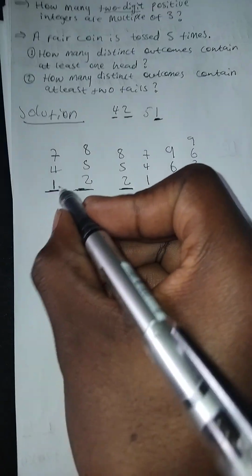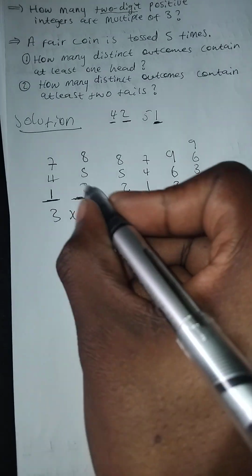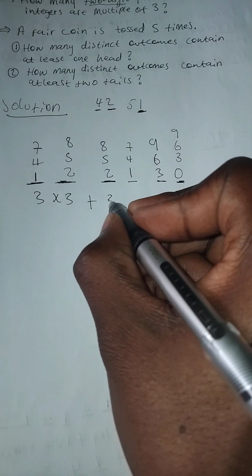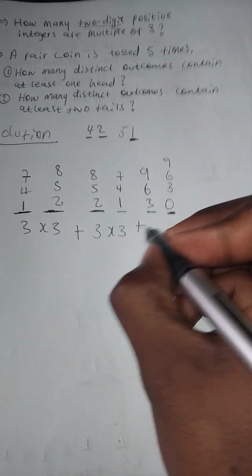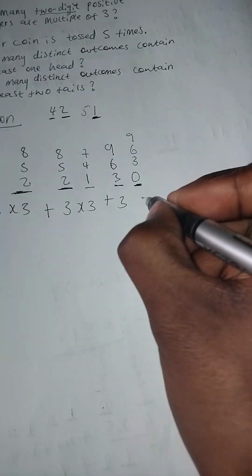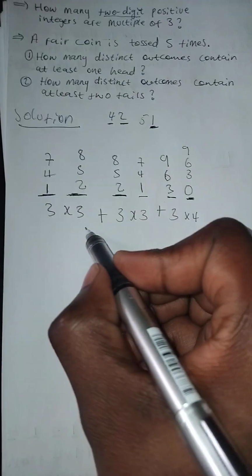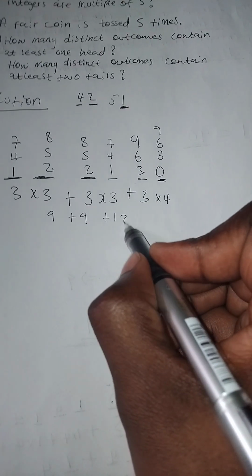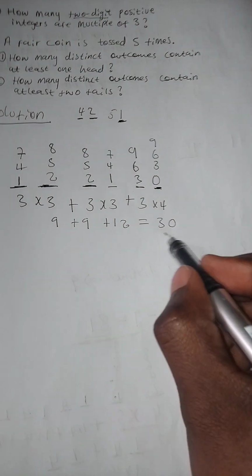Okay, now let's go on this first one. How many can fill there? 3 of them. Then on this one also 3. Then we add that 2. On this one there are 3 values that can fill that spot, and also on this one 3. Then on this one there are 3, then on that one there are 4. So this is basically 9 plus 9 plus 12. So it gives us 30. Okay, so that is the answer.